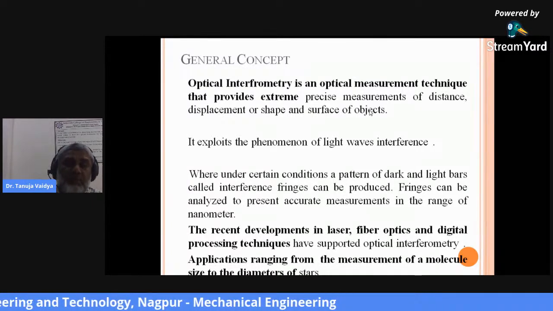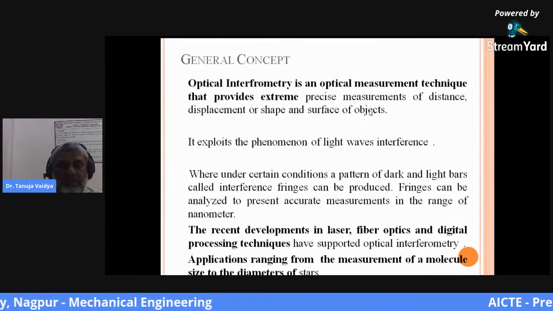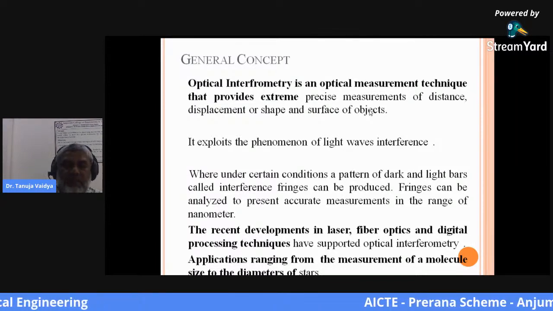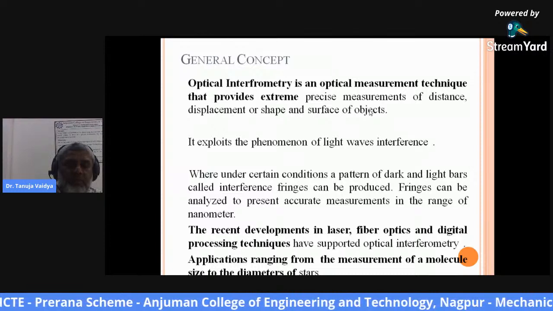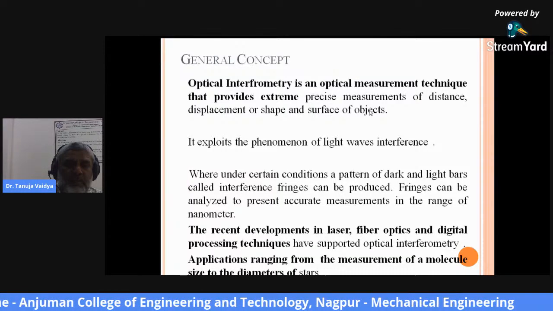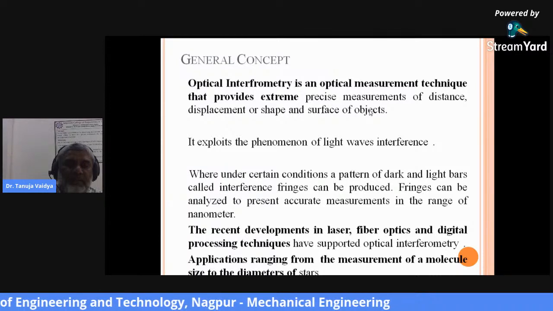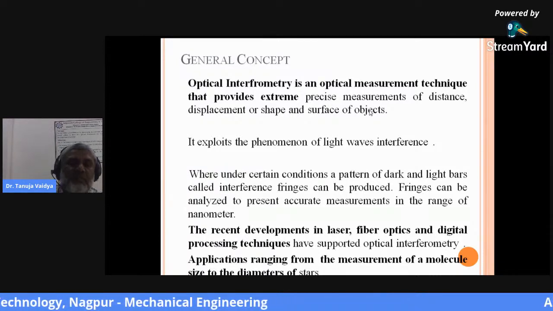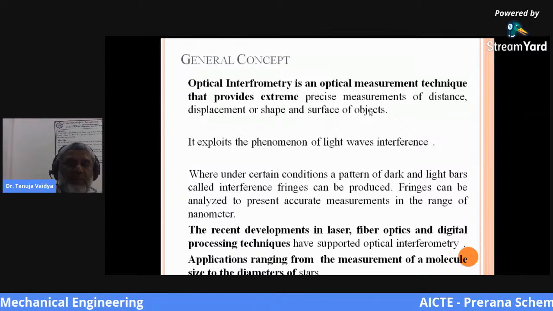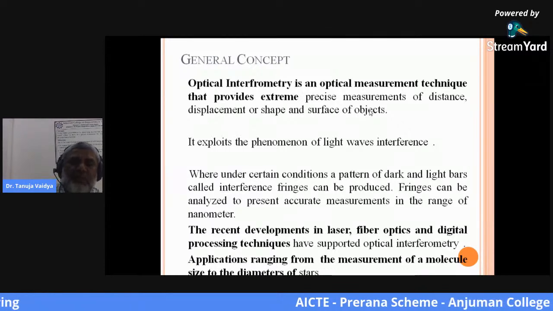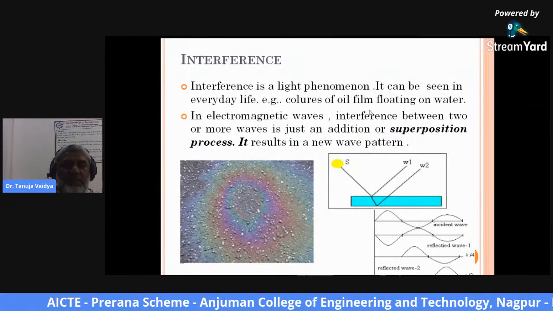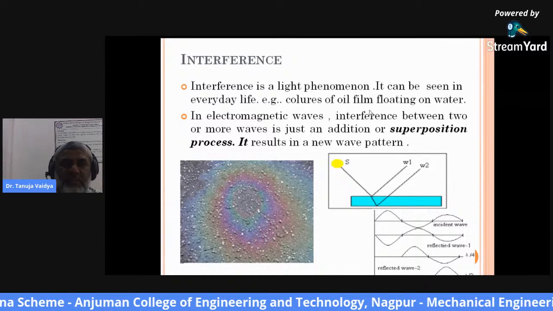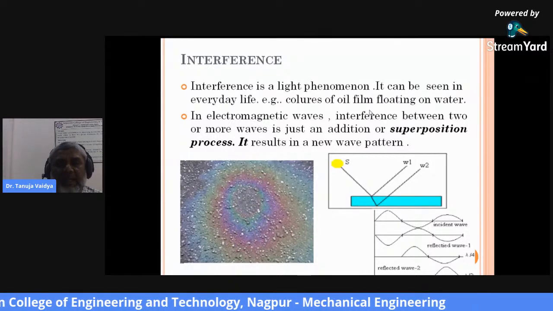This is one of the most important points here. The recent development in laser, fiber optics and digital processing techniques have supported this particular field of metrology, that is optical interferometry. The application of optical interferometry ranges from measurement of a molecule size to the diameters of the stars. Now, some terms are associated here with this interferometry. One is interference. Interference is a light phenomenon.